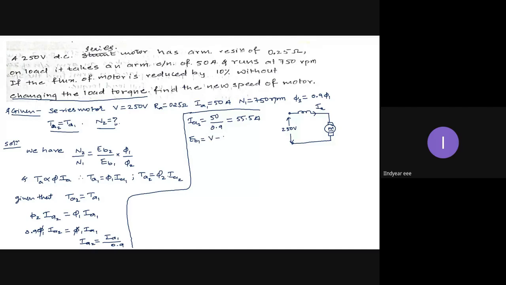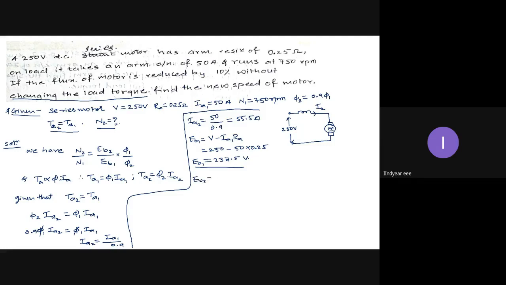EB1 is V minus IA1 RA. My armature resistance is not changing. It is the same in both the cases. So it is RA, and we need not take RA1 and RA2. So 250 minus IA1, which is 50, into 0.25. So EB1 comes out to be 237.5 volts.